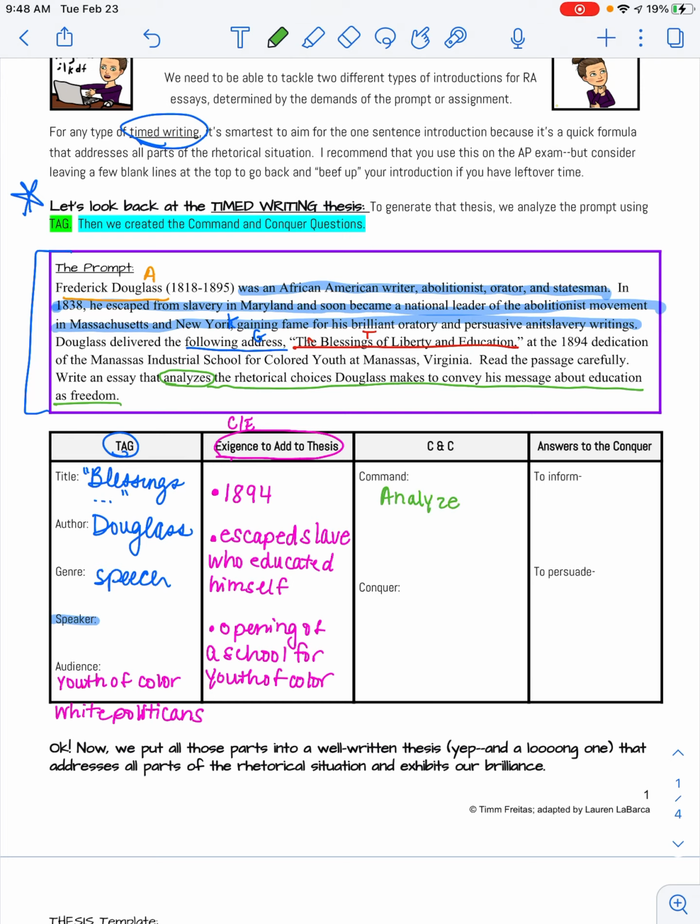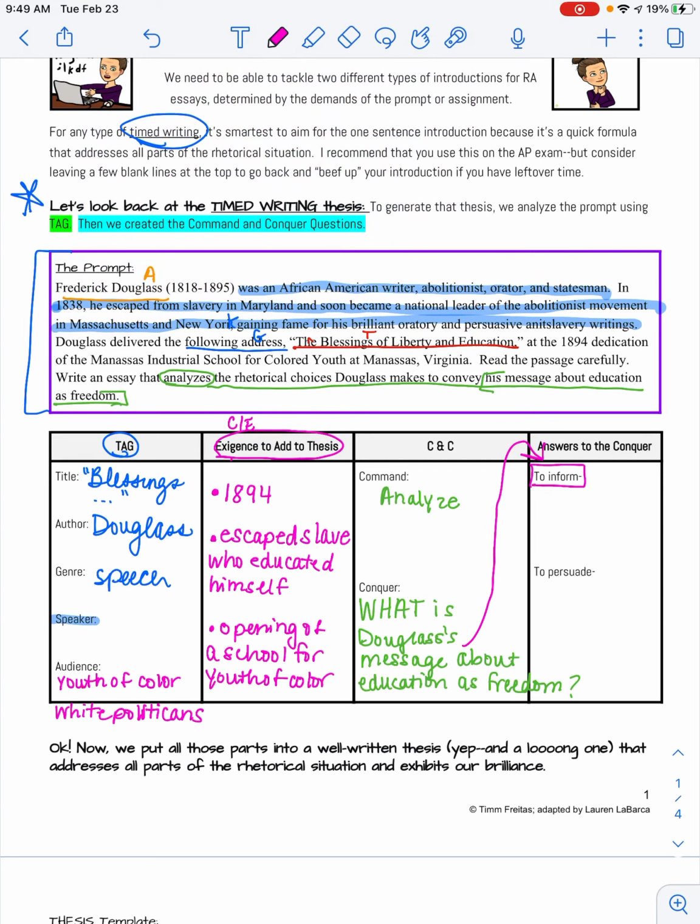When we are talking about our conquer, what we want to do is we want to find our second verb here, and we want to figure out what we actually need to answer. So our conquer always starts with the word what. And in this case, it is, what is Douglass's message about education as freedom? So when we take that then, this is going to directly go to our answer of our conquer.